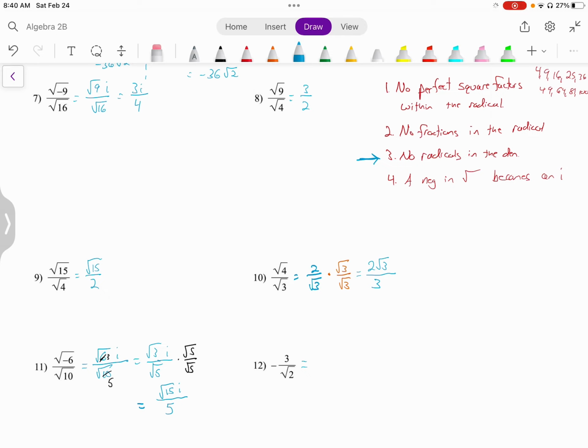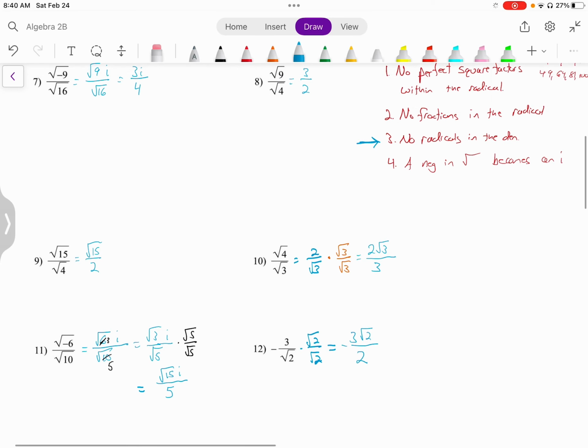Number 12, this negative, we don't have to use I. It's not under a square root, so that's okay. I shouldn't have put equal yet. We can't have that square root of 2 in the denominator. So we are going to multiply by the square root of 2 over the square root of 2, which gives us negative 3 times the square root of 2 over the square root of 2 times the square root of 2 is 2. So that wraps up those first several questions in the review.